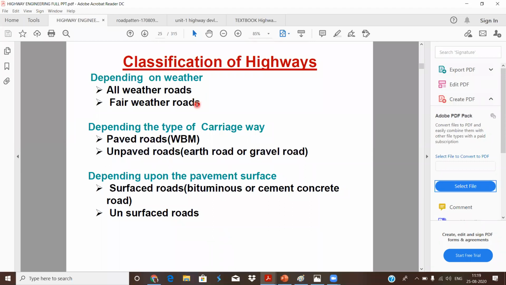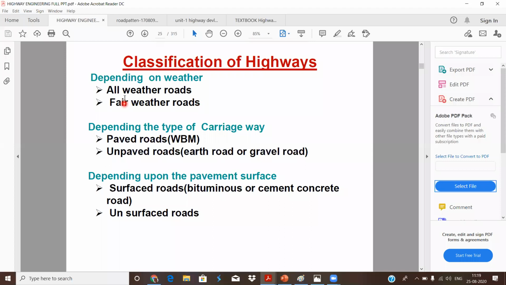Fair weather roads means these types of roads are negotiable, but they interrupt the traffic in particular seasons, monsoon seasons or rainy seasons. Okay, all weather roads are the roads which serve on all days. Fair weather roads serve only some days, that means during the rainy or monsoon season, the road is not utilized by traffic.